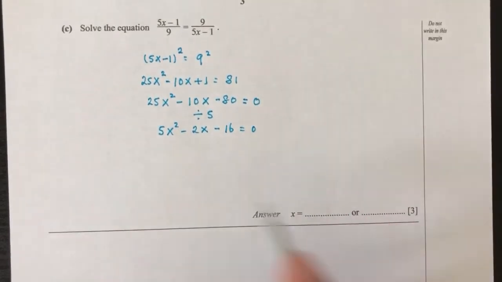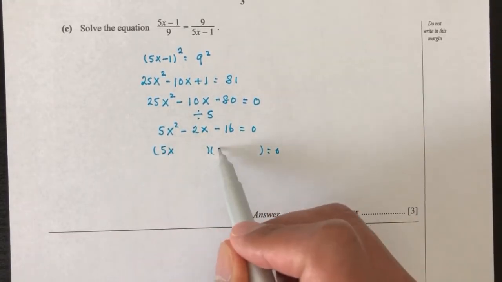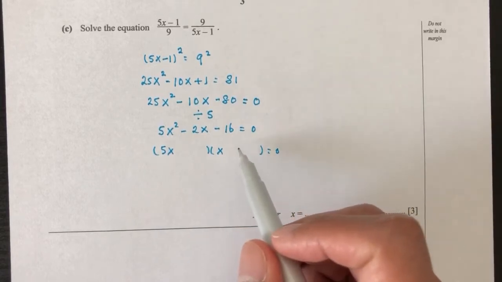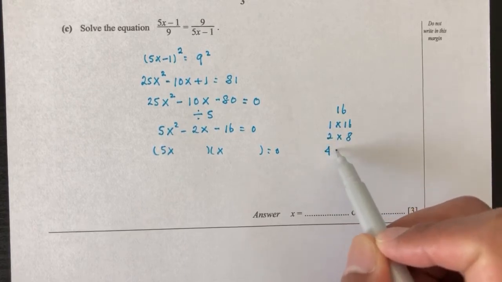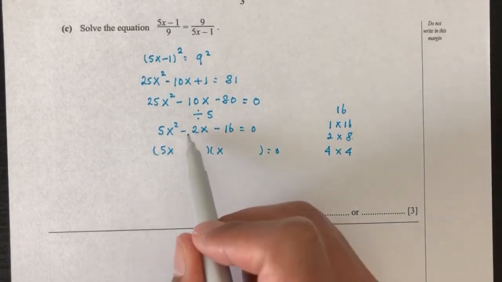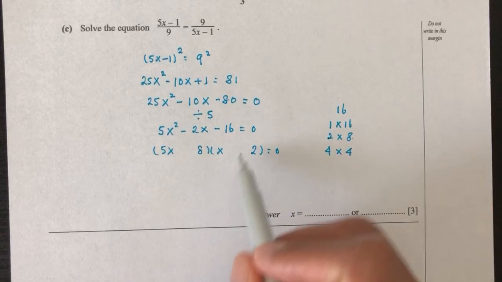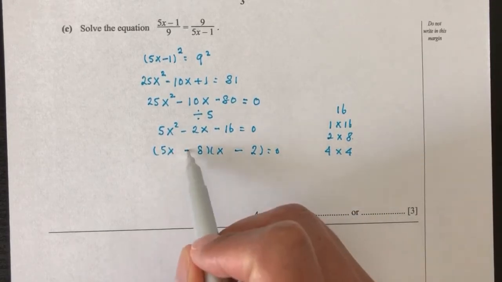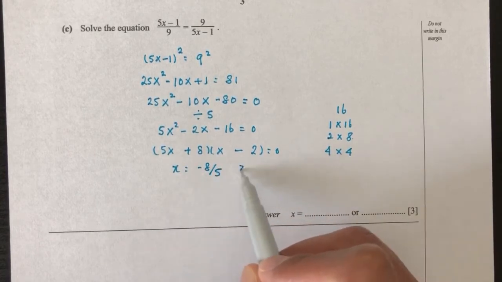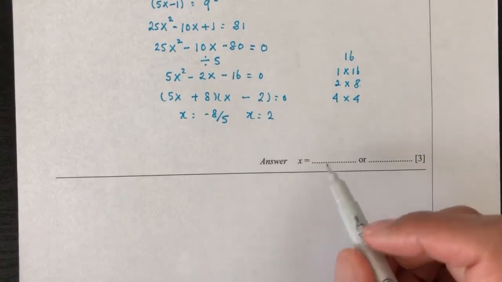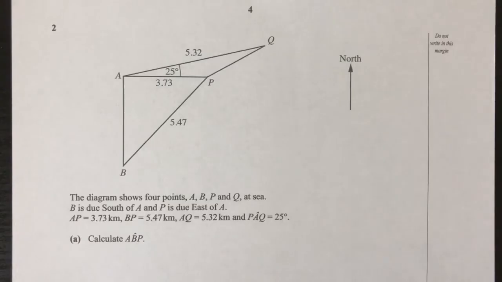So let's factorize. 5x squared is 5x times x. 16 is equal to 1 times 16, 2 times 8, and 4 times 4. So which 2 can we take to make it minus 2? I can take 2 and 8. So we have 2 here and 8 here. So this is minus 10 plus 8 to become minus 2. So now solving, we have x equal to minus 8 over 5, or x equal to 2. So your answer will be minus 8 over 5 or 2. So this is question number 1. On to question number 2.